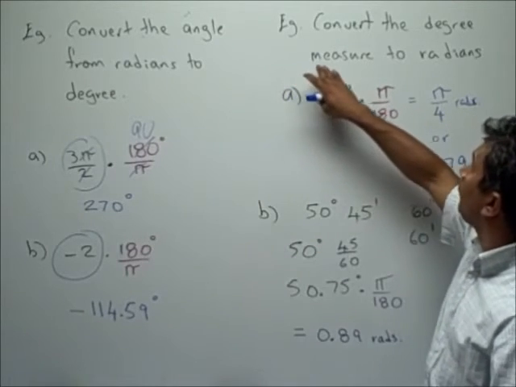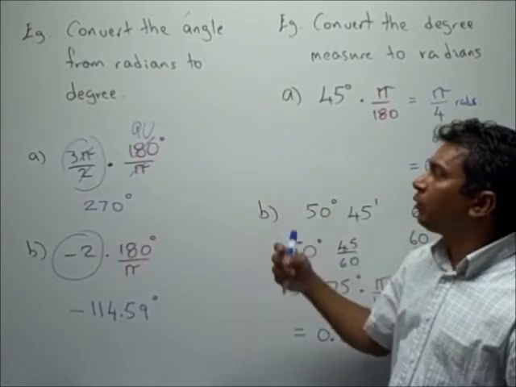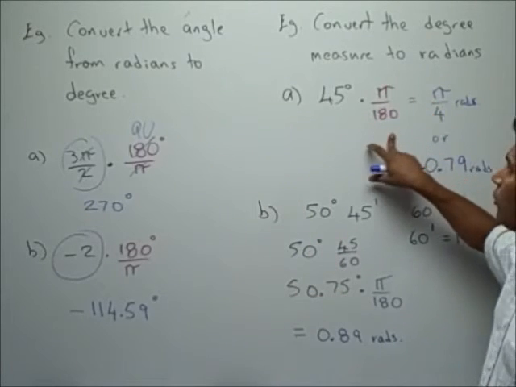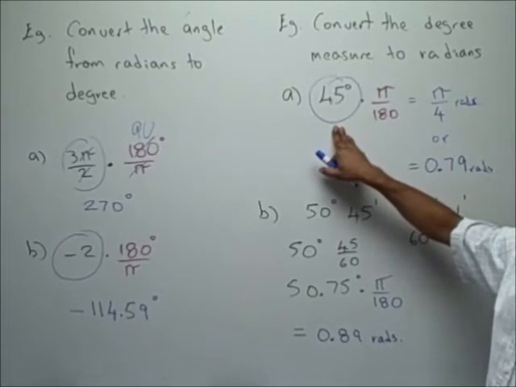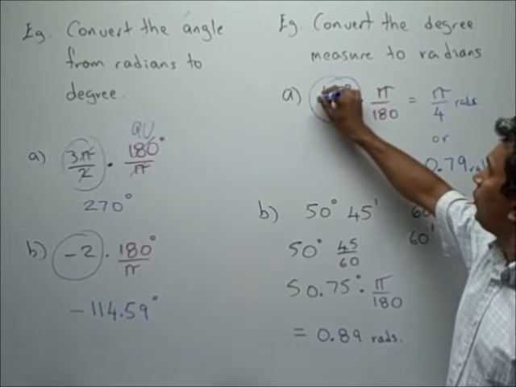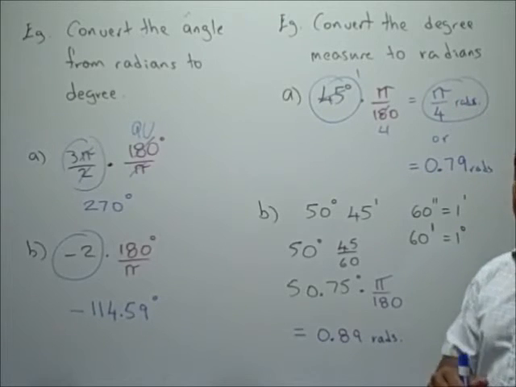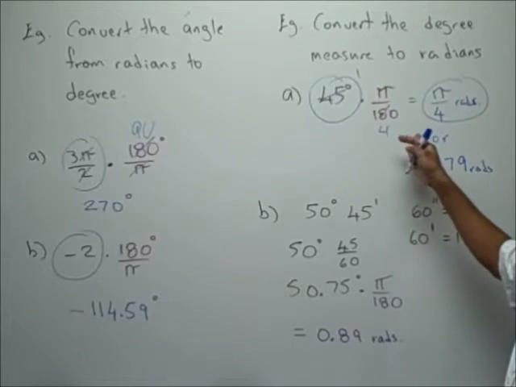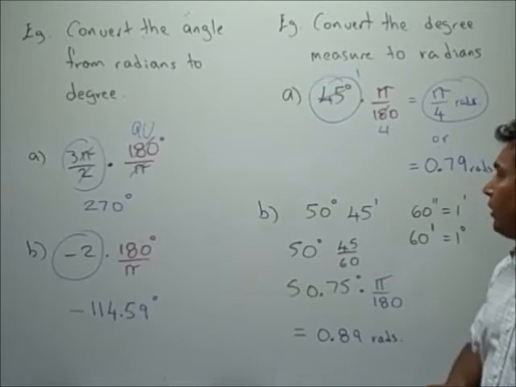In this example, we're converting our degree measurements to radians. So here we're going to multiply by the reverse. So here we're multiplying by pi over 180. So our first example, we have 45 degrees. So it's 45 times pi over 180. We can simplify this to give us pi over 4 as our answer. If you want a decimal answer, we can divide pi by 4, which gives us 0.79 radians.